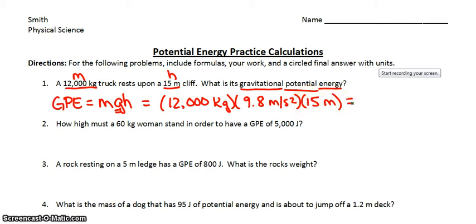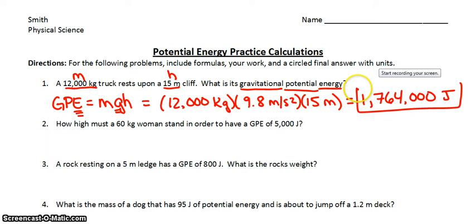Please plug those 3 numbers into your calculator. 12,000 times 9.8 times 15. What do you get? Big old number. You should get 1,764,000. Well, there's our number. We don't want naked numbers, though. What are our units? Go back and look. We're solving for energy. What units are associated with energy? Joules. That's it for number 1.